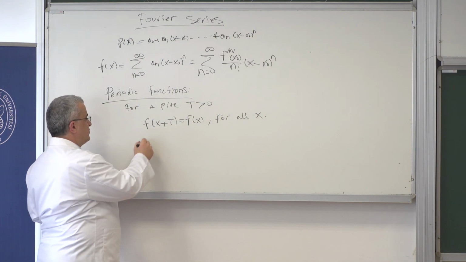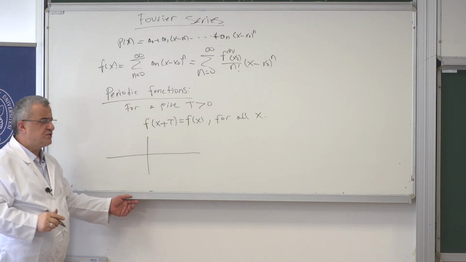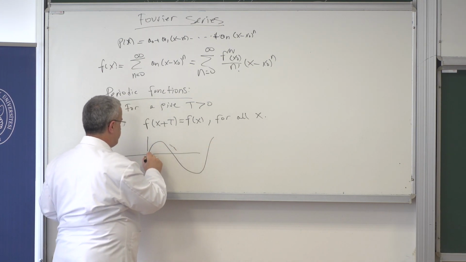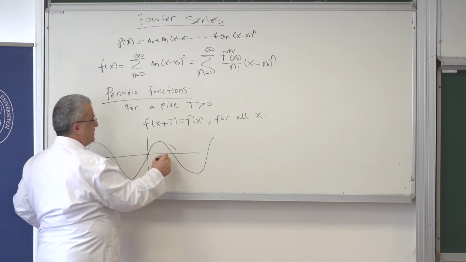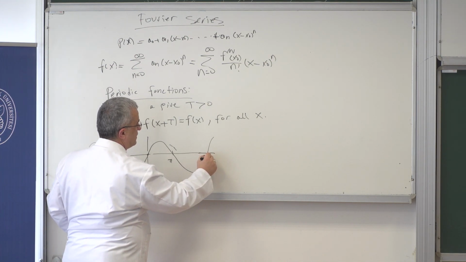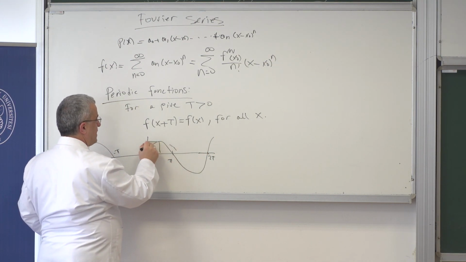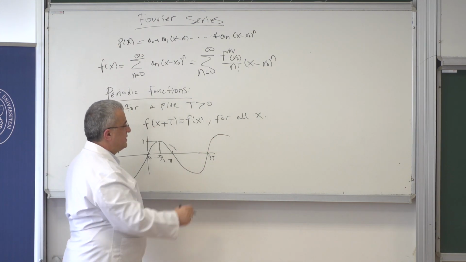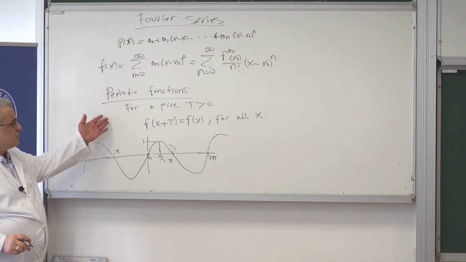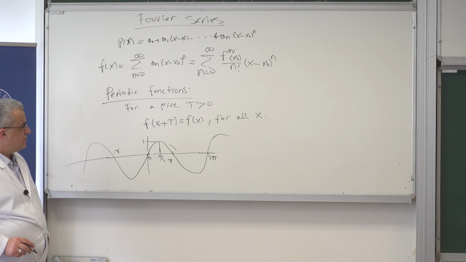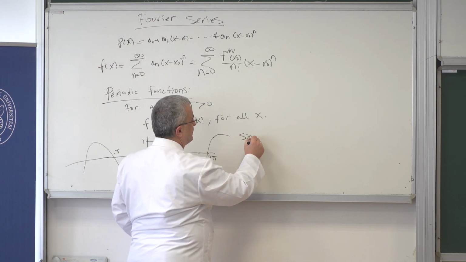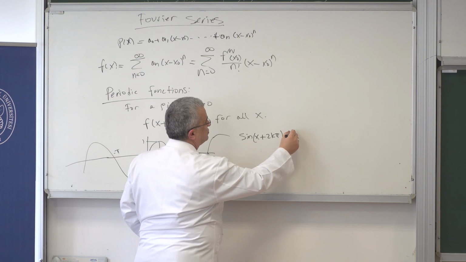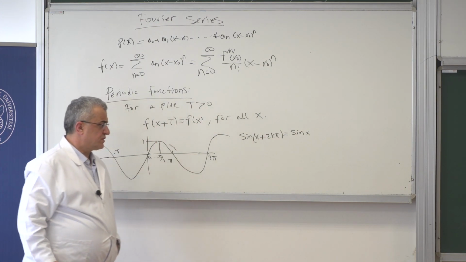Okay? Of course, what is an example of this? Sine, right? So sine x satisfies this condition. So it's a periodic function. So sine(x plus 2k pi) is equal to sine x for all x. Okay?